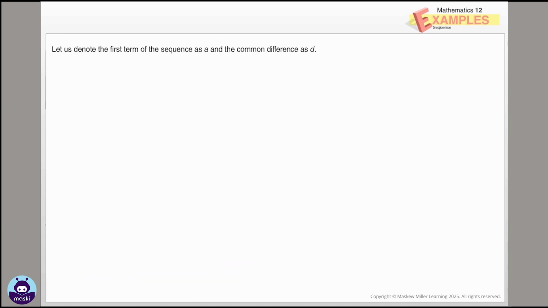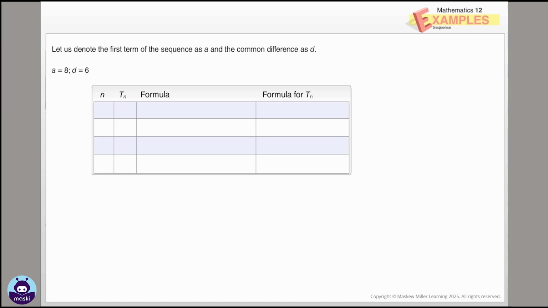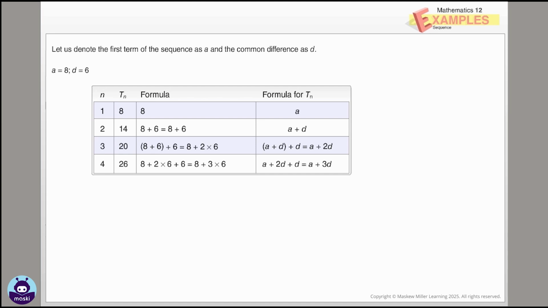Let us denote the first term of the sequence as A and the common difference as D. The first term, T1, is simply A. The second term, 14, can be rewritten as 8 plus 6. In terms of A and D, the second term will be A plus D. The third term, 20, can be rewritten as 8 plus 2 times 6. In terms of A and D, the third term becomes A plus 2D. Similarly, we can extend the pattern for the fourth term.